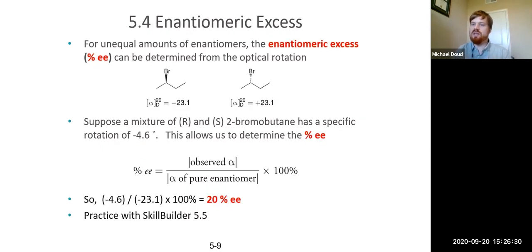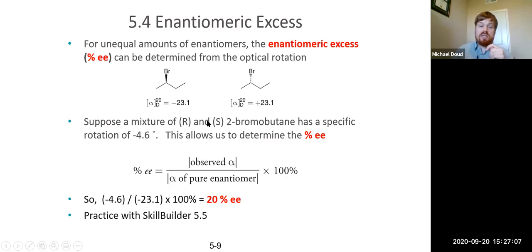Okay, so here's our math slide. What we're going to do is calculate the percent enantiomeric excess based on the optical rotation. So here's our question. Suppose a mixture of R and S has a specific rotation of negative 4.6 degrees. This allows us to determine the percent EE. Now we know that the percent enantiomeric excess is equal to the observed specific rotation divided by the specific rotation of the pure enantiomer times 100%.